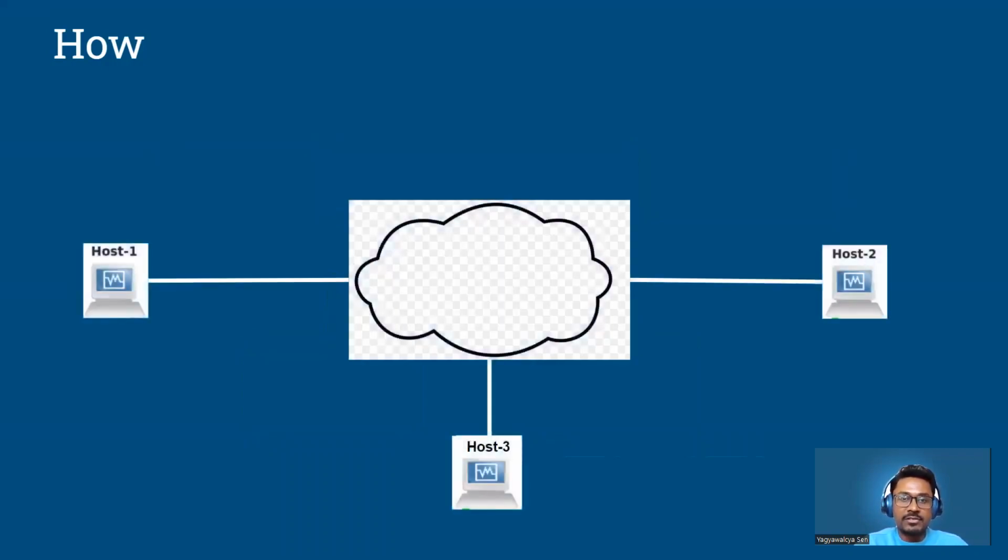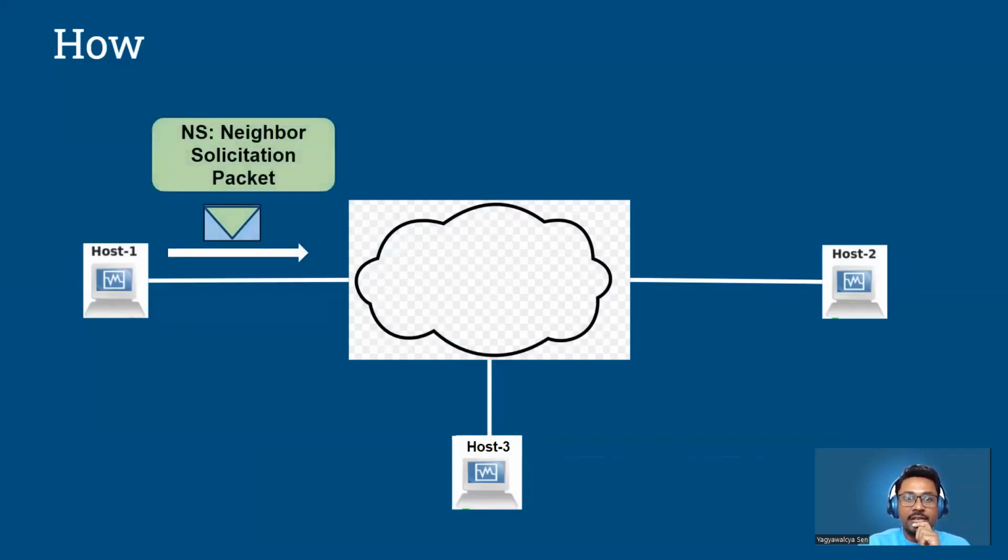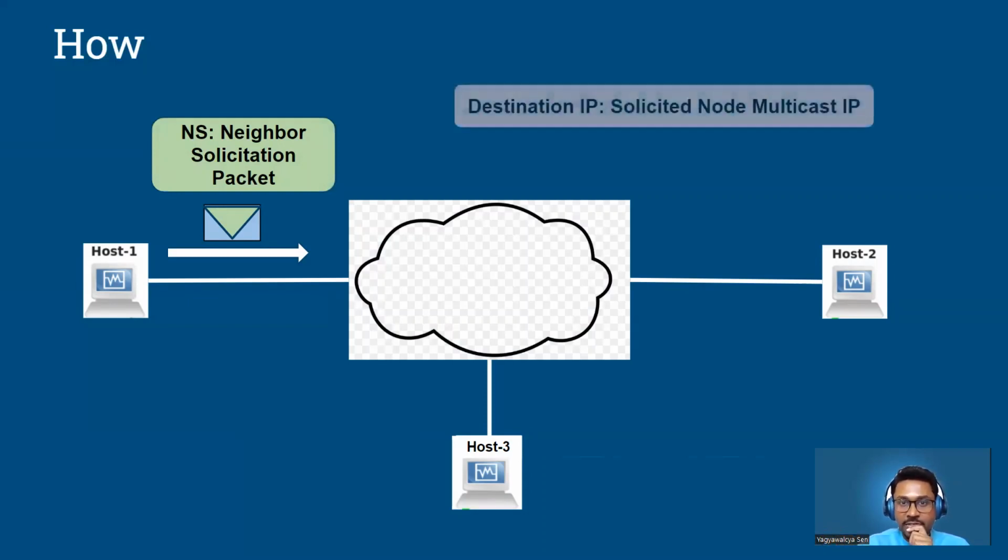But before that, now let's say host 1 wants to get the MAC address of host 2. What host 1 does is it sends the neighbor solicitation packet saying, hey, what is the MAC address of this particular IPv6 address? Now, one interesting thing to note here is that destination IPv6, in the neighbor solicitation packet, would be a solicited node multicast IP. This was not the case in IPv4, the ARP in IPv4.